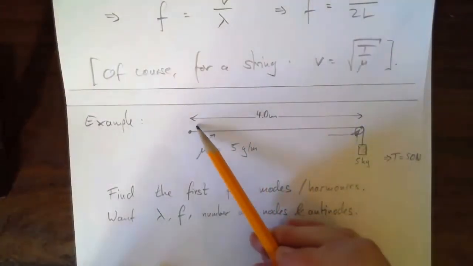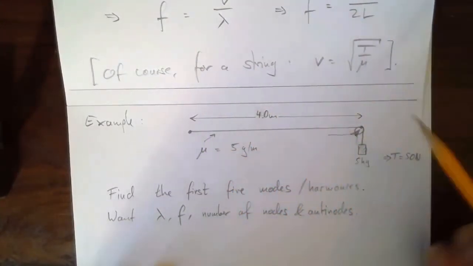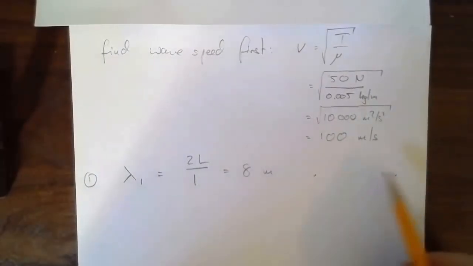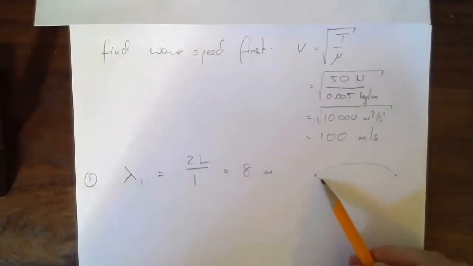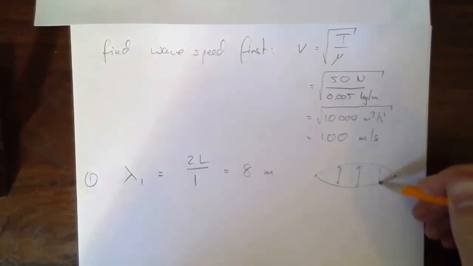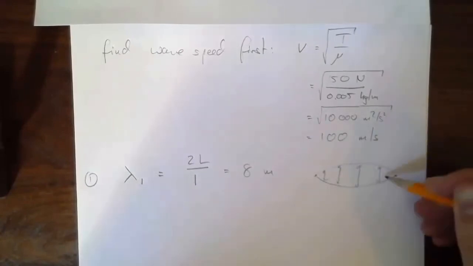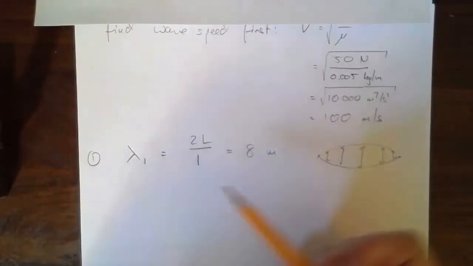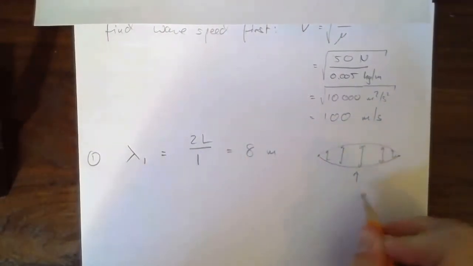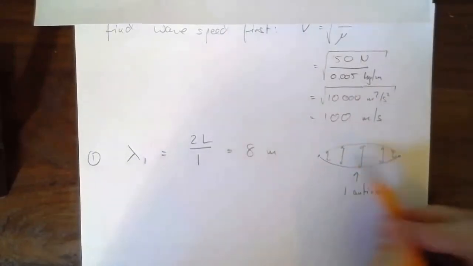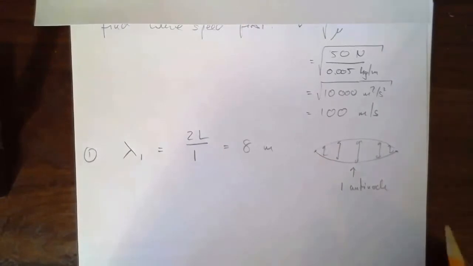Now, how can that be? The string is only 4 meters. Well, that's okay. You just have only half a wavelength between here and here. That's fine. What does it look like? This is my string. It would look essentially like this. And you saw that in the demo, and this will just move up and down like this. So there's one antinode and then two nodes if you include the end pieces.